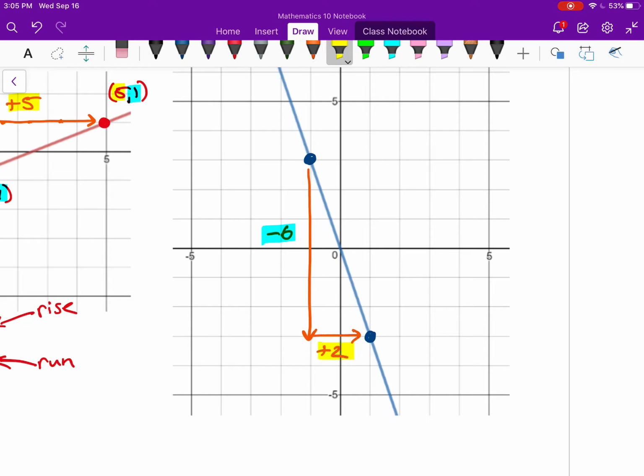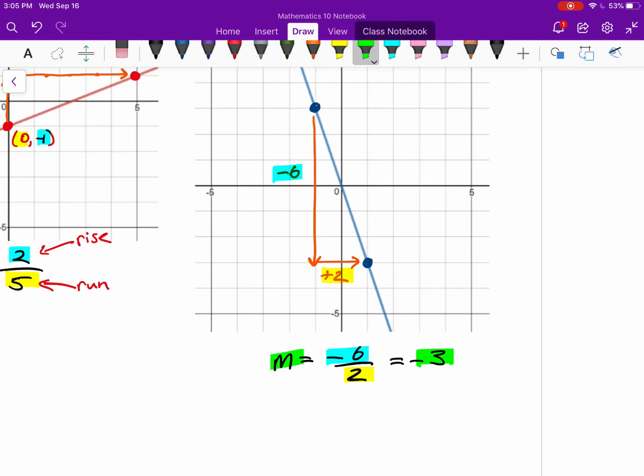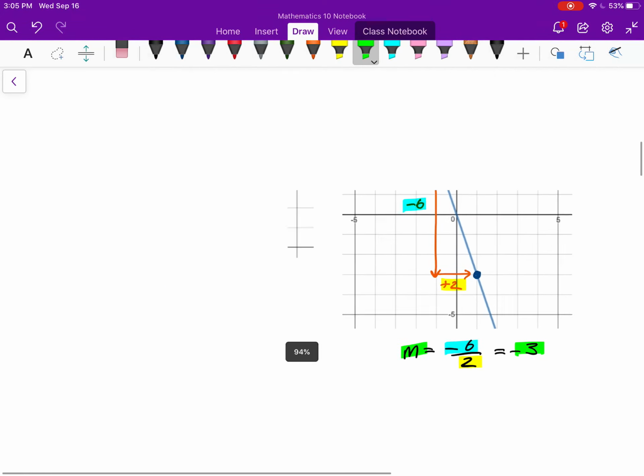However, in this case, I really should reduce that because -6 divided by 2 reduces to just -3. And that is simpler. Now notice my slope here is negative, which we'll always notice when a line is going down. When a line is going down, the slope will be negative. When a line is going up, the slope will be positive.